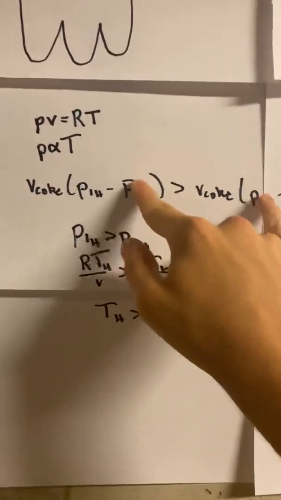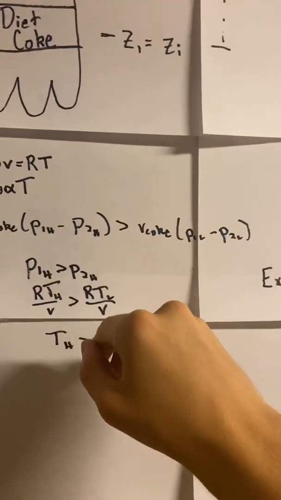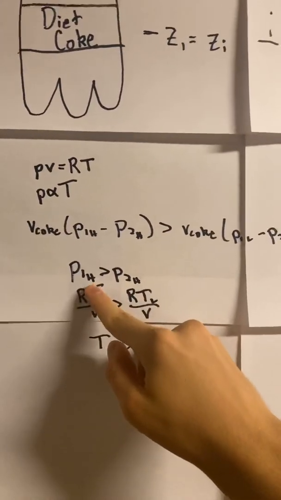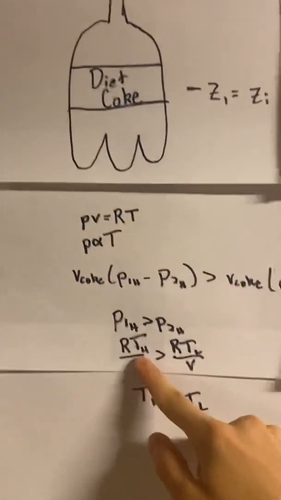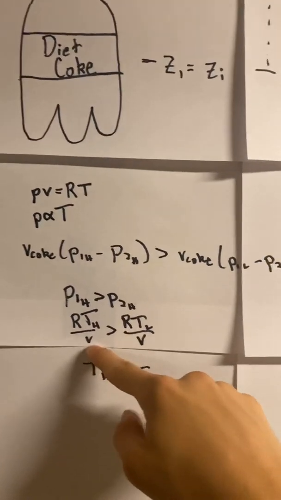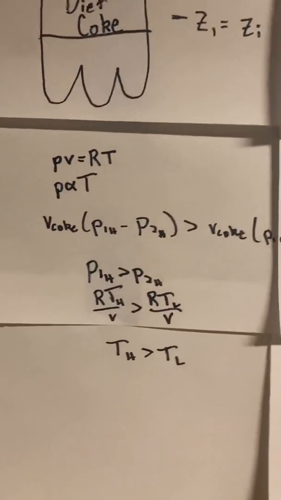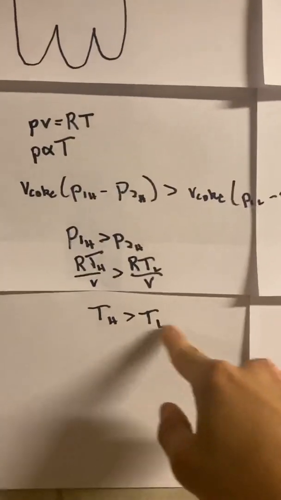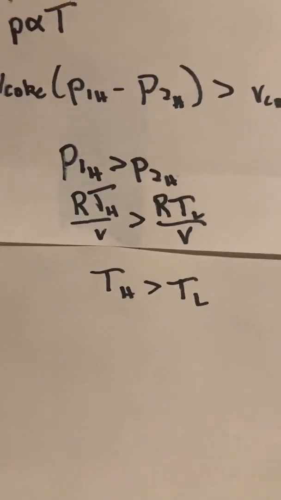So this simplifies to, we divide out V Coke and assume those are similar and subtract those out. So P1 hot is greater than P2 hot. We use PV equals RT to use RT hot over V, the specific volume, is greater than RT low over V, the specific volume again. The V's are the same because incompressible, and we get T hot is greater than T low, which is true based on our definition of T hot and T low.